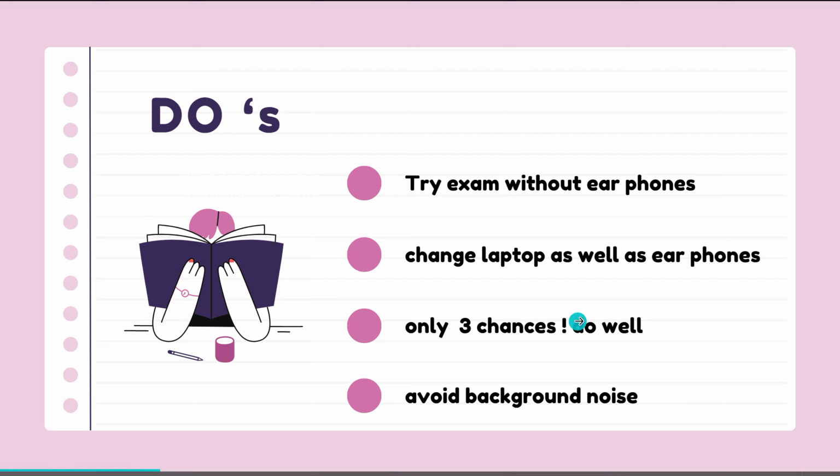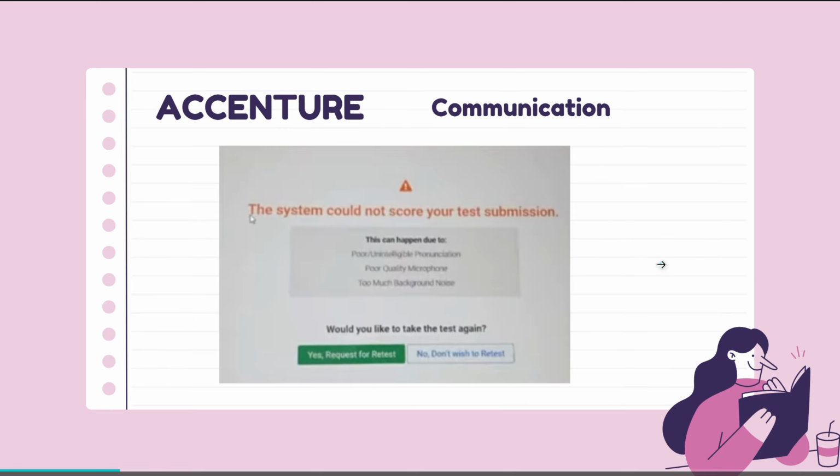These are the do's for the communication round. Try to sit in a calm and noise-free area and try to use noise cancellation earphones. Don't use Bluetooth earphones. If you are using Bluetooth earphones, your exam will be cancelled. Please use wired earphones. And if you are facing this problem, try to shift your computer, go to another laptop and try to give your exam on that laptop, and change your earphones as well.